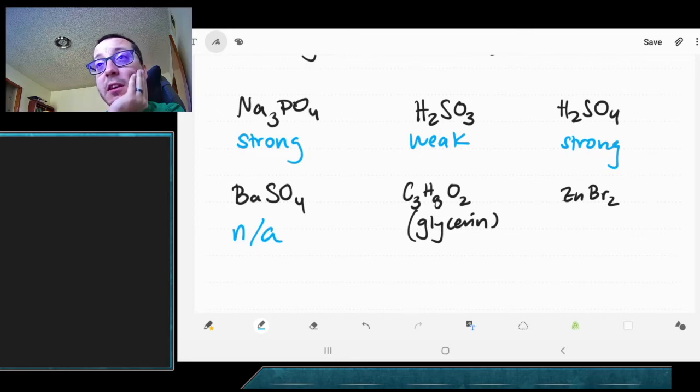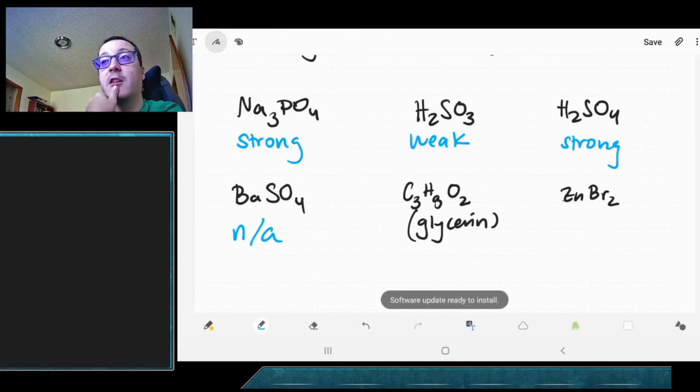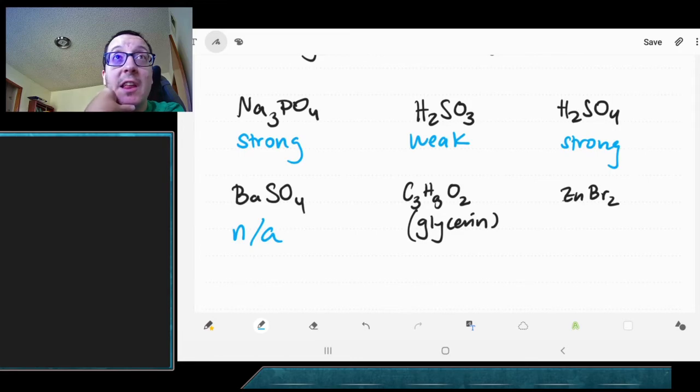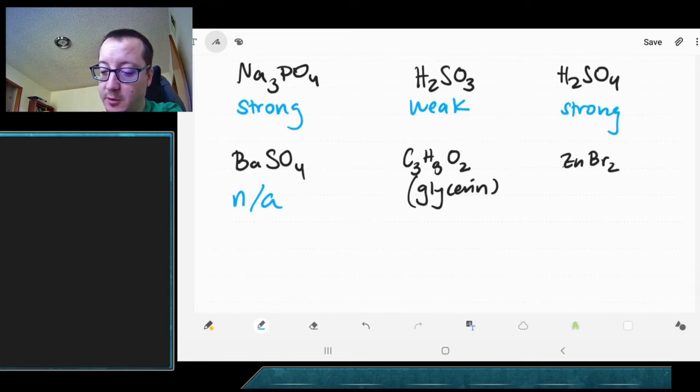Alright, glycerin. We may not have any clue what glycerin looks like, but chances are an organic compound like this, something made of carbon, a carbon-based compound, is going to be a non-electrolyte. You don't need to know the structure, but it is going to be a non-electrolyte. I'm only going to give you organic compounds like this that would dissolve in water. So glycerin does dissolve in water, and so that is going to be a non-electrolyte.